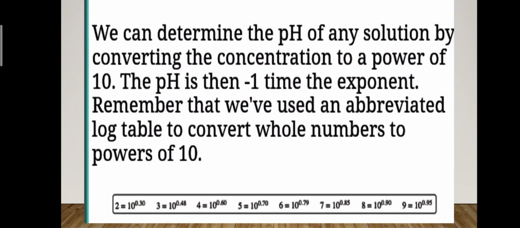We can determine the pH of any solution by converting the concentration to a power of 10. The pH is then minus 1 times the exponent. Remember that we have used an abbreviation, the log table, to convert whole numbers to powers of 10.